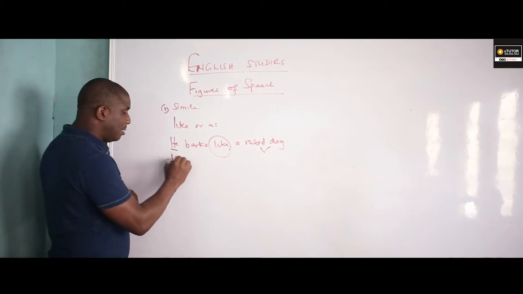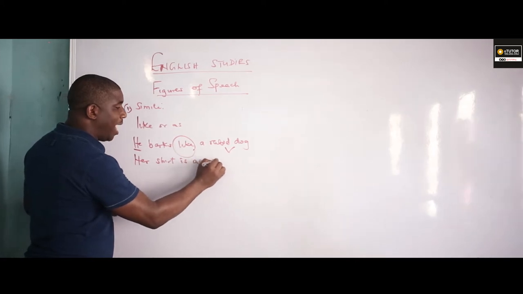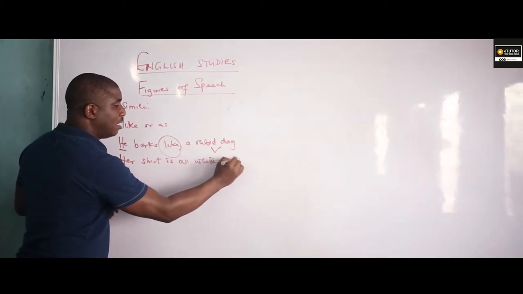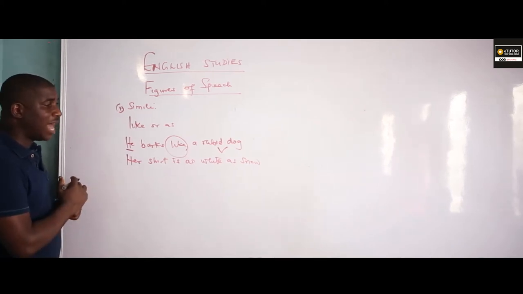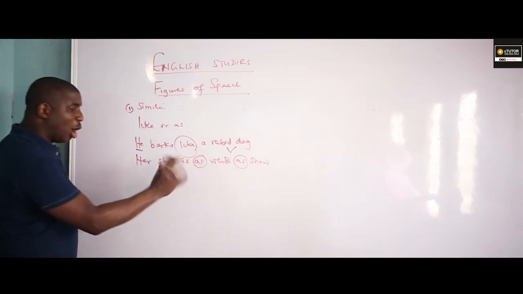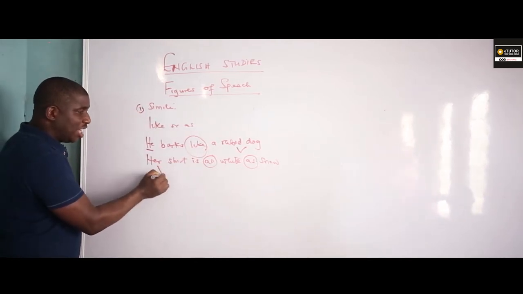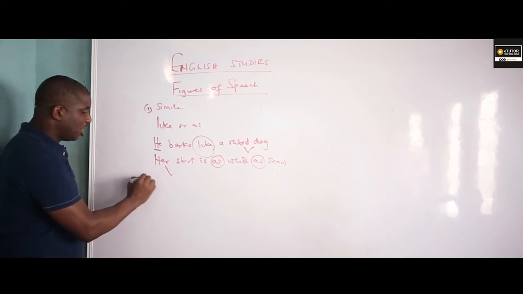Her shirt is as white as snow. Here we use the word as to show comparison between what? A shirt and what? Snow. The next one is personification. Say it, everybody.